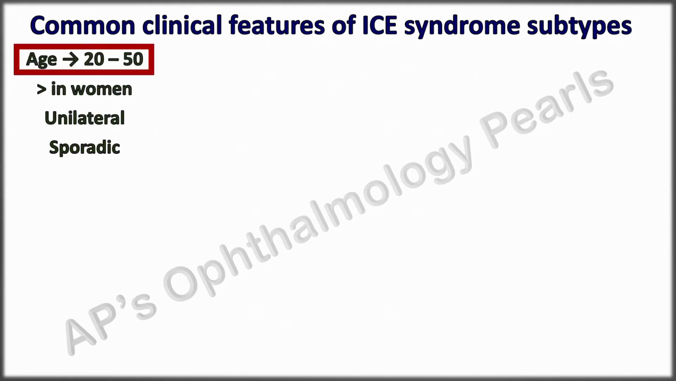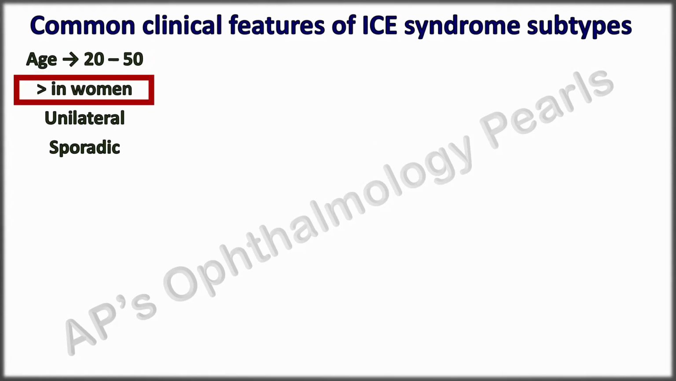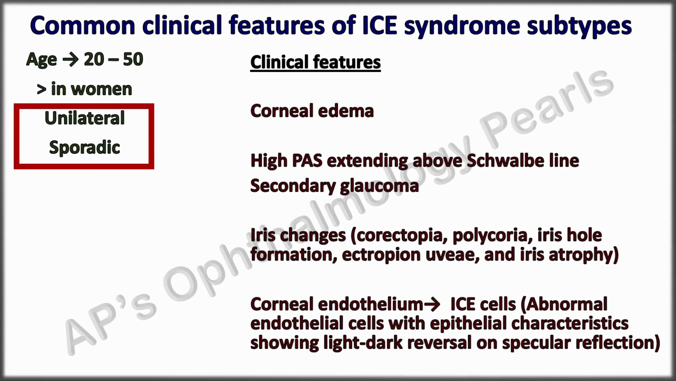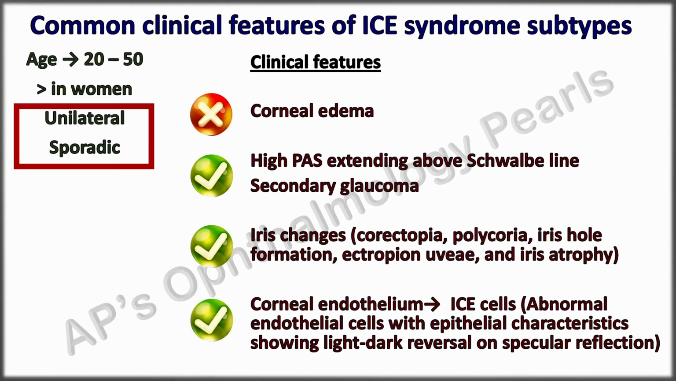They are common in this age group. Our patient is 38, so this fits in. ICE is more common in women. Of course, this doesn't fit in with our patient profile. This fits in. Our patient has no positive family history and the problem is unilateral. There is no corneal edema in our patient. PAS and glaucoma are present. Iris changes are present. Abnormal endothelium is present. So most of the features are present in our patient.